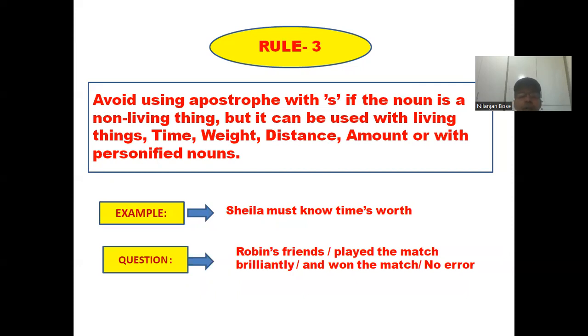Now the question is, Robin's friends played the match brilliantly and won the match. Robin's friends played the match. Robin being the living entity, definitely you should include the apostrophe over there, and here it is included. So in this particular question, no error will be the correct answer. Why? Because there is no error in this particular sentence. Robin being the living entity, it must take the apostrophe which is already written over here in the first part. So the correct answer is going to be no error.